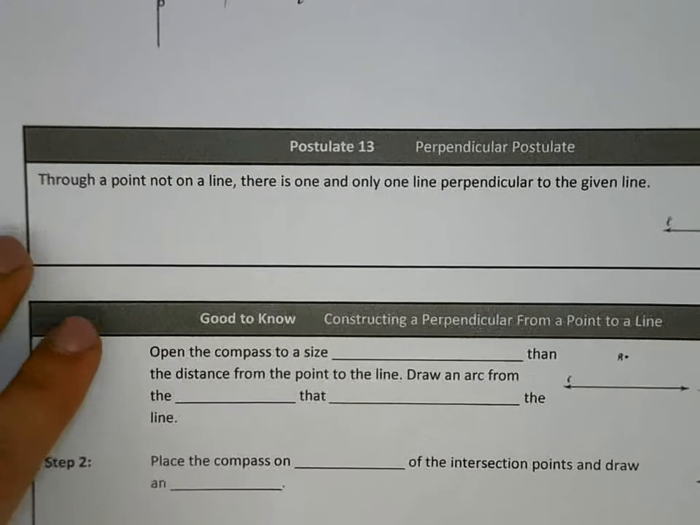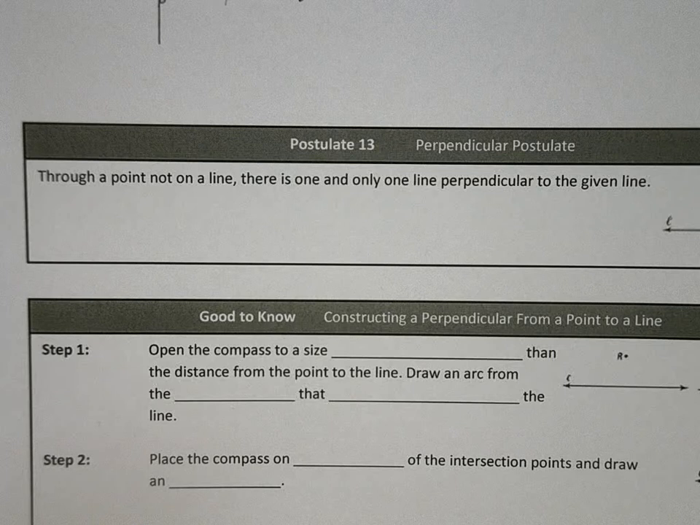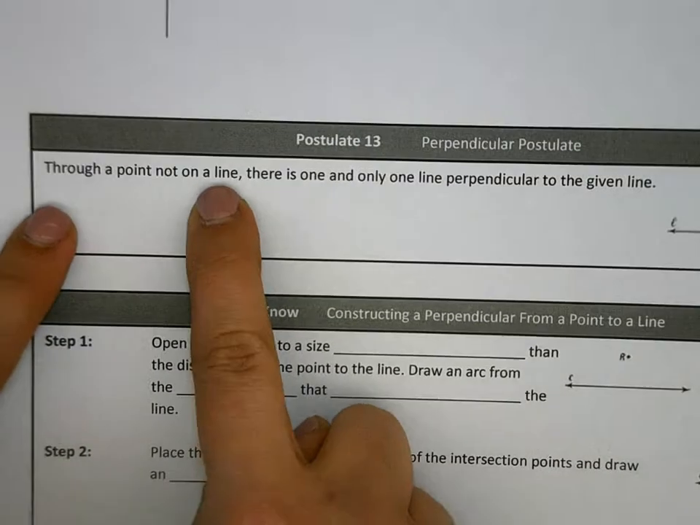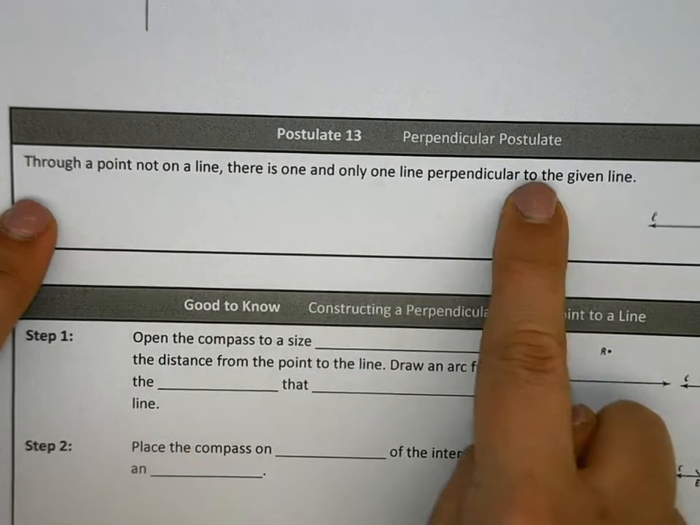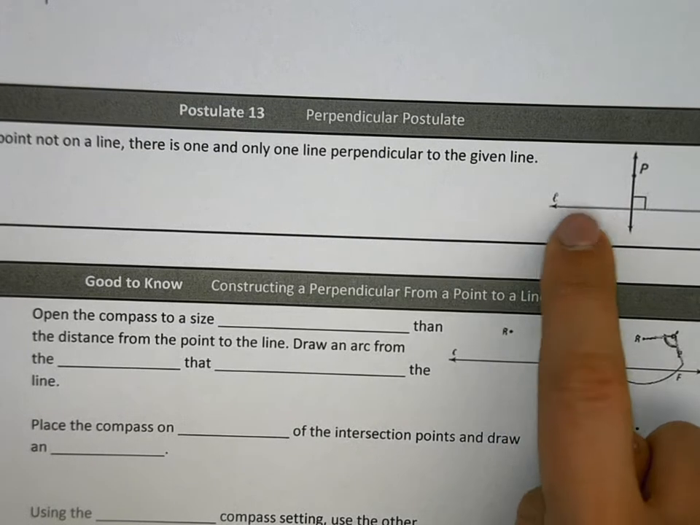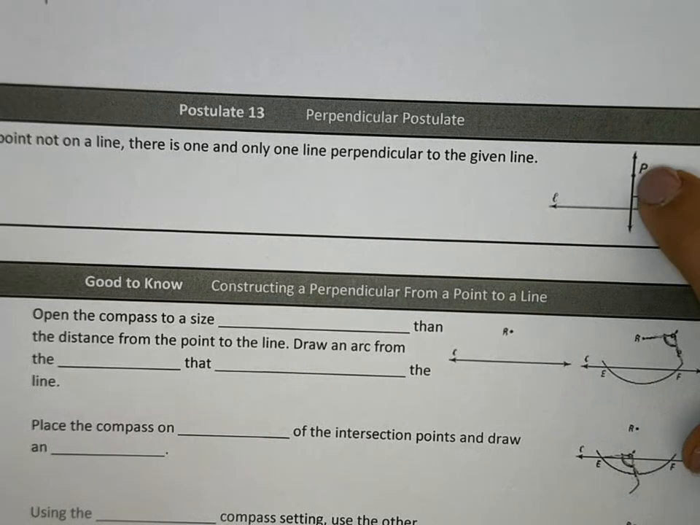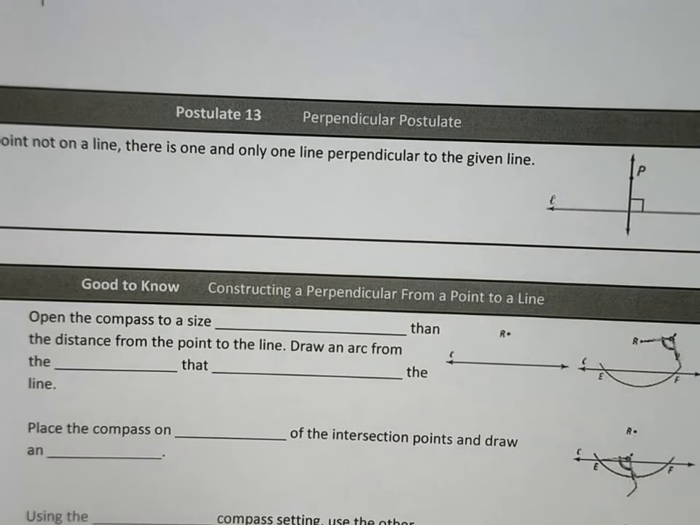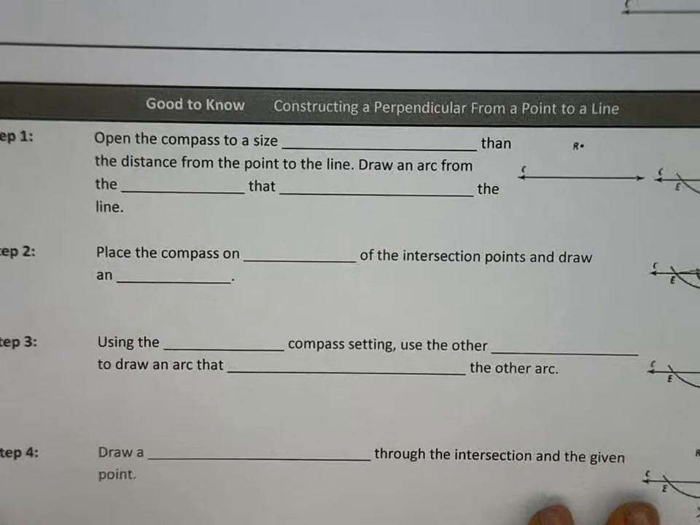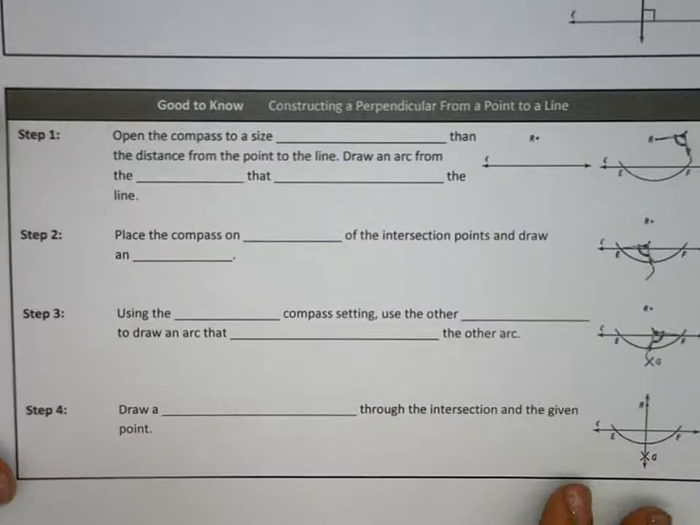We do have our very postulate for this unit: through a point not on a line, there is one and only one line perpendicular to the given line. So if I'm looking at line L, there is only one line that's perpendicular to line L through point P, which should make sense. You can't have multiple perpendicular lines because a perpendicular means 90 degrees only, right? Okay, so we can use this to draw a perpendicular through a point not on the line.